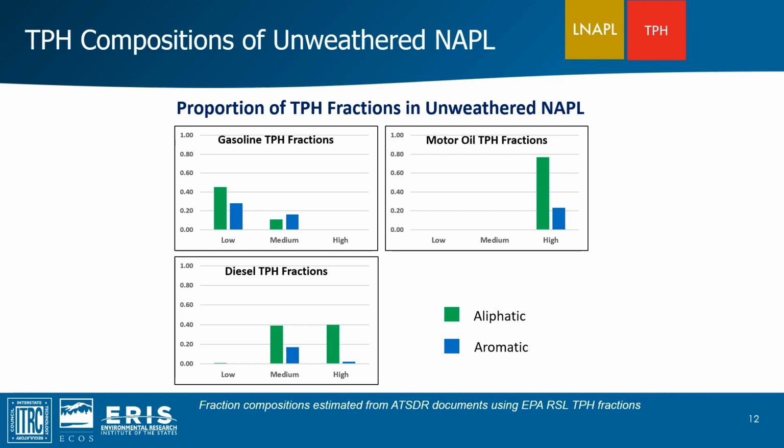Take a moment to compare the different unweathered NAPL mixtures to understand how their compositions vary. For example, it makes sense that unweathered motor oil is mostly comprised, 76% to be exact, of high or heavy aliphatics, and the remainder is comprised of high aromatics. You wouldn't expect to see lighter aromatics or aliphatics in motor oil, but you would expect to see these lighter fractions in unweathered gasoline. The fraction composition of NAPL is an important concept to understand when characterizing risk.